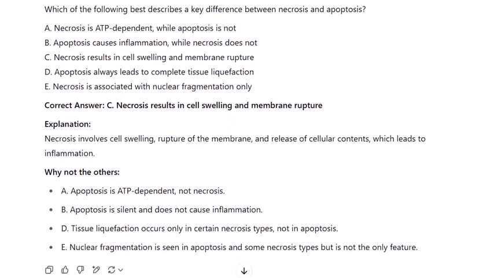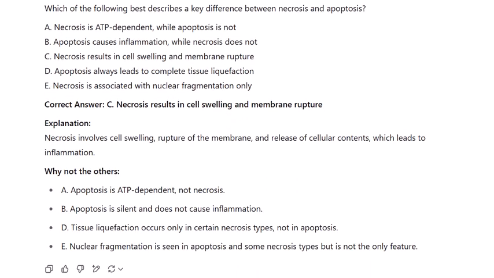USMLE Question 2. Which of the following best describes a key difference between necrosis and apoptosis? A. Necrosis is ATP dependent, while apoptosis is not. B. Apoptosis causes inflammation, while necrosis does not. C. Necrosis results in cell swelling and membrane rupture. D. Apoptosis always leads to complete tissue liquefaction. E. Necrosis is associated with nuclear fragmentation only.